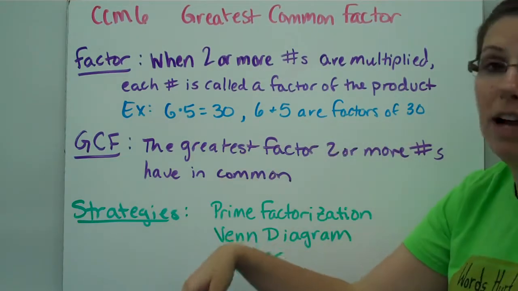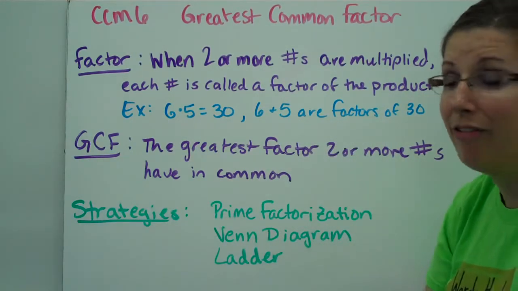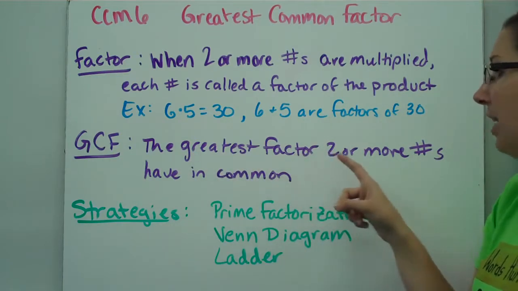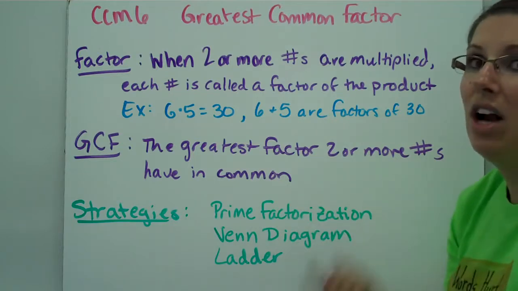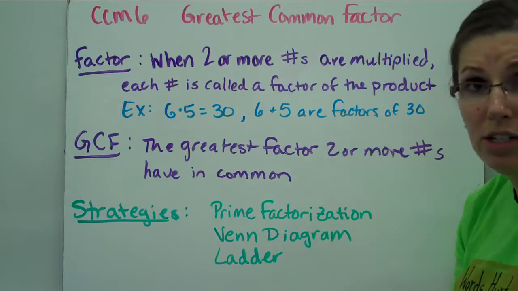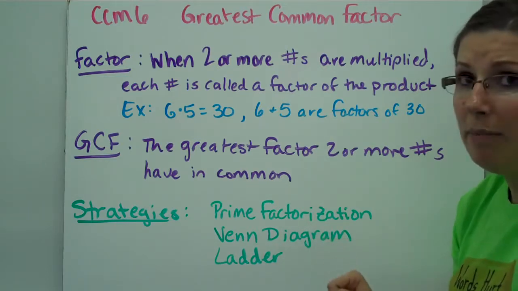The greatest common factor, otherwise known as GCF, is the greatest factor that two or more numbers have in common. Some strategies we're going to be using today are using prime factorization, a Venn diagram, and a ladder.